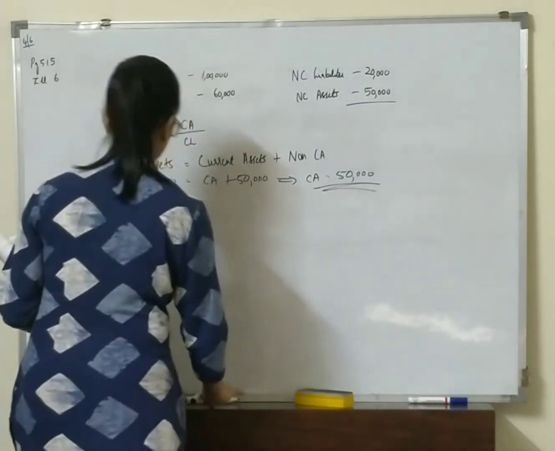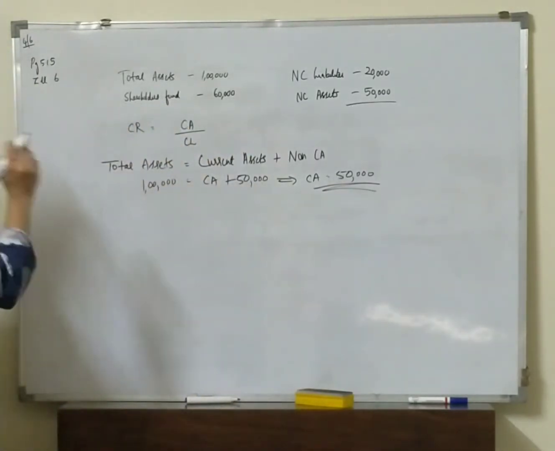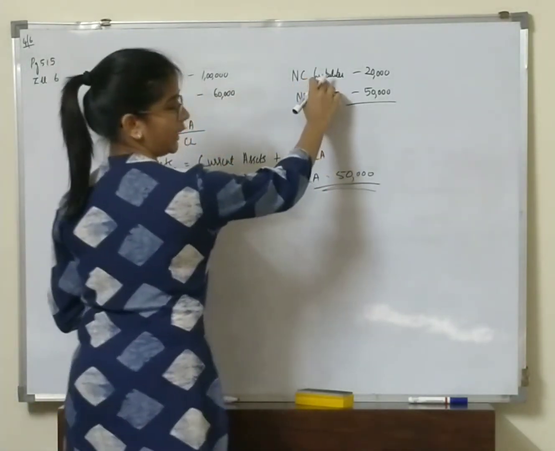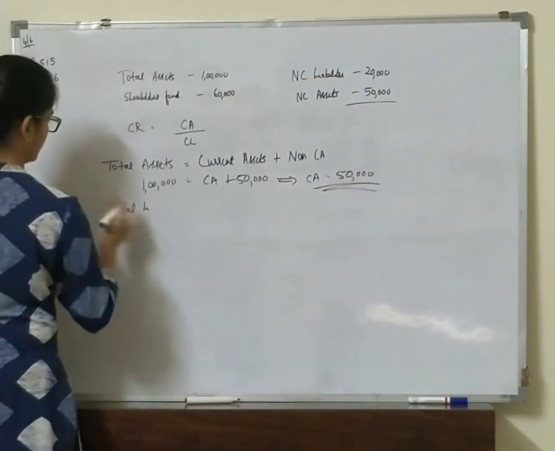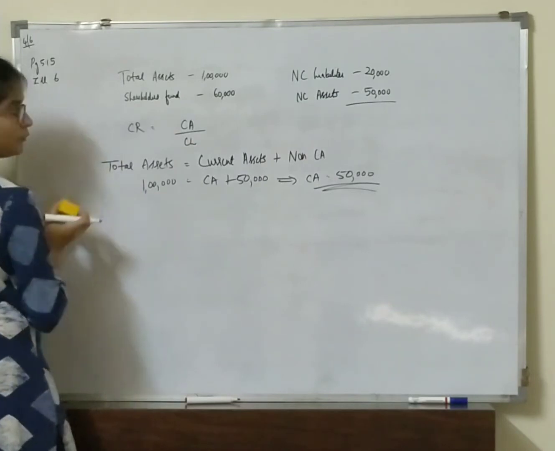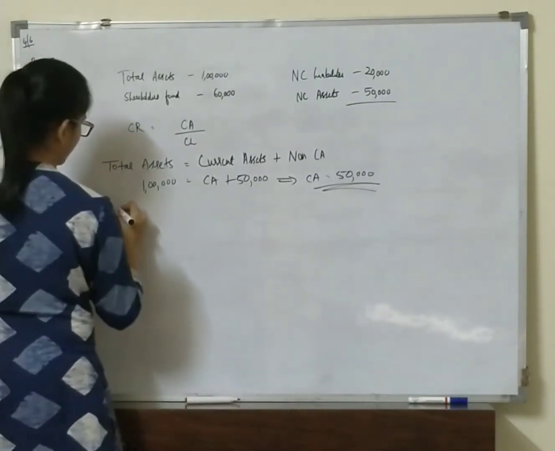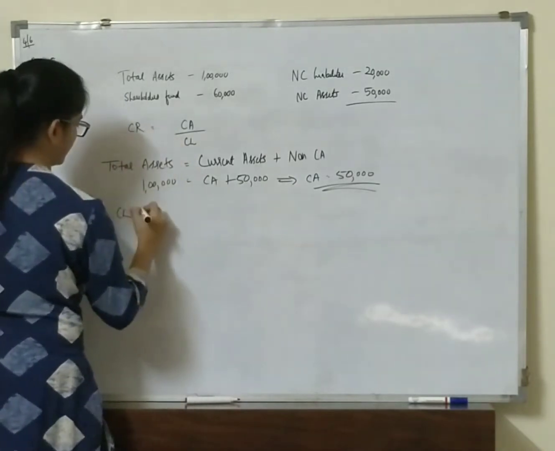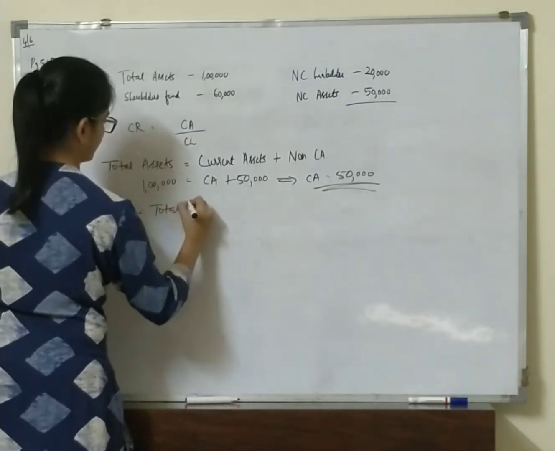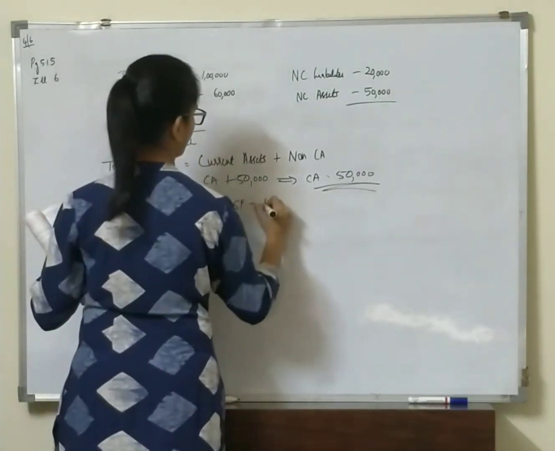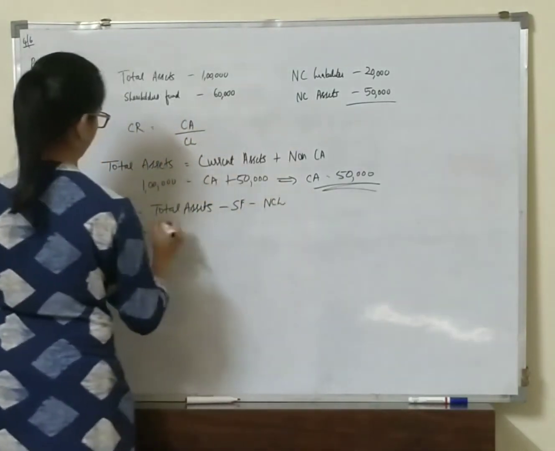Now, to find out the current liabilities, we know the shareholders' fund, we know the non-current liabilities. So we know the total assets. Assets are always equal to liabilities. So how can we find out the current liabilities? Total assets minus shareholders' fund minus non-current liabilities.